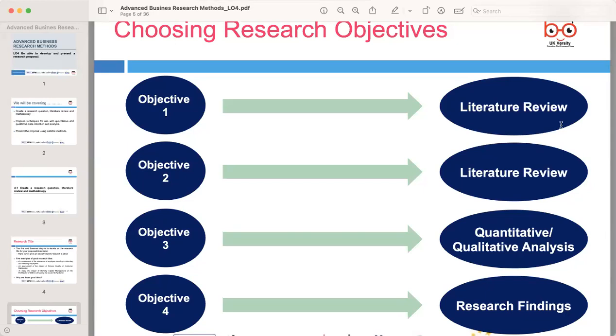Once we have completed our literature review, we will collect data and apply appropriate analytical techniques to examine the research problem more closely. Quantitative analysis involves working with numerical data to identify patterns, correlations, and statistical relationships. Qualitative analysis involves exploring non-numerical data such as interviews or observations to uncover themes, perspectives, and meanings.